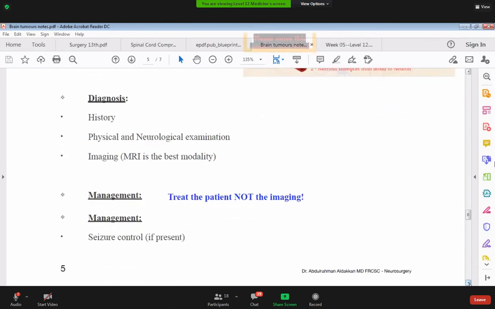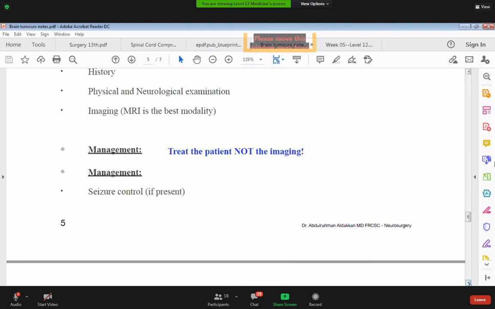Management is, we have to manage the patient, not the imaging. Whatever the imaging picture, if it is inaccessible, we cannot leave the patient. Sometimes the lesion is so deep that we cannot access it, or it is too close to a vital structure that we cannot operate on it, still you have to treat the patient. You have to give symptomatic control to the patient. If there are seizures, control the seizures.